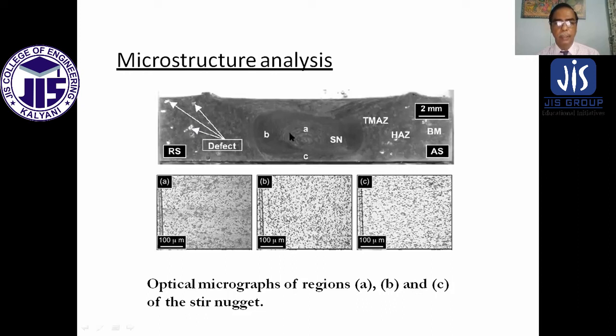A is the mid portion. This is the B portion, and C is the nugget portion. A is the nugget, and B and C are on the sides. This is the full nugget, A is central, and B is the side. This microstructure is better than this A, and these are the pulse defects.